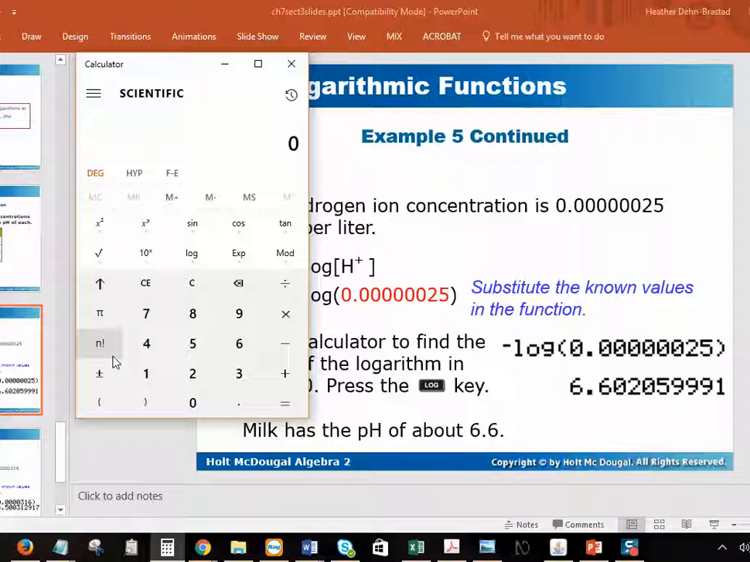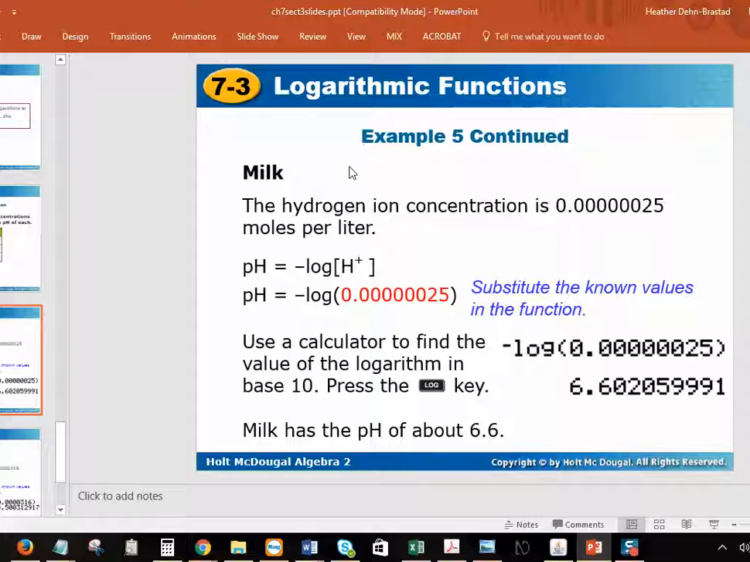Let's see. I don't think I can. I have to type in the number first. I don't think I can push negative log, so I have to do log, and then I have to hit the negative after on the computer calculator. So if you're using just this little calculator, it's not as smooth as using a handheld scientific calculator.